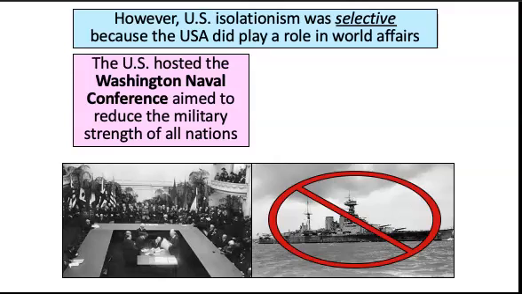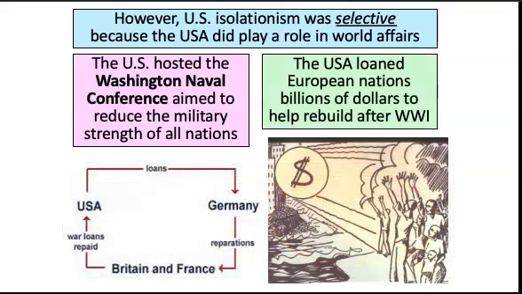Now, a few examples of this included when we hosted the Washington Naval Conference. The idea behind this was to reduce the military strength of really all nations around the world. This set tonnage limits on different types of naval boats, so they couldn't get to be so big and you could only have so many of them. Generally speaking, many of the large nations promised but never truly reduced the size of their armaments. In addition to this, the United States loaned European nations billions of dollars, especially Germany, right after World War I, to help them rebuild.